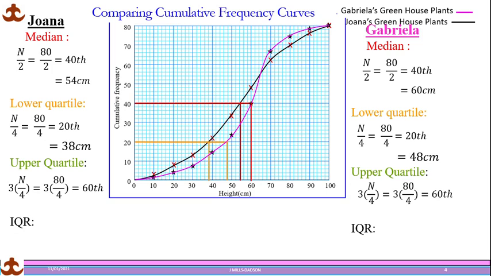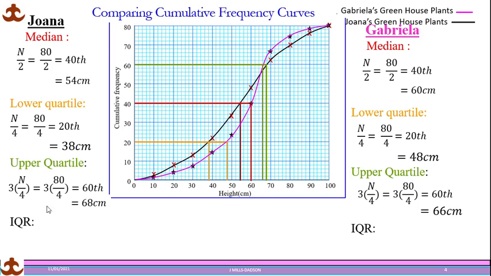Let's do the upper quartile, which is 3/4 of the total. So 60 for both instances. Put in the 60th line. Let's measure Joanna's first on the black. 68. Then Gabriella's, 66.